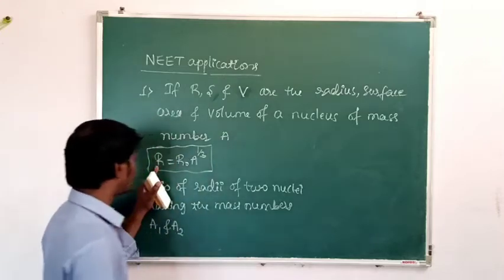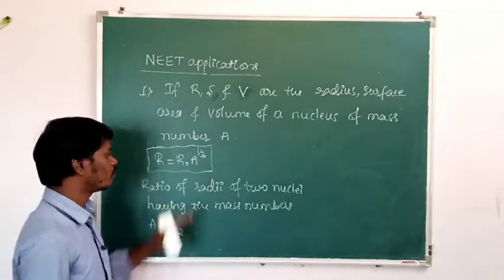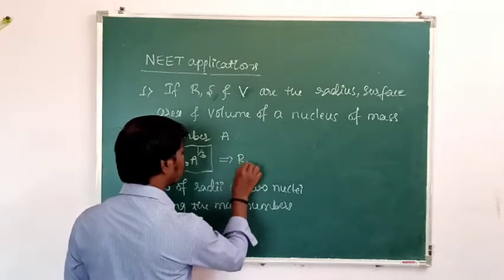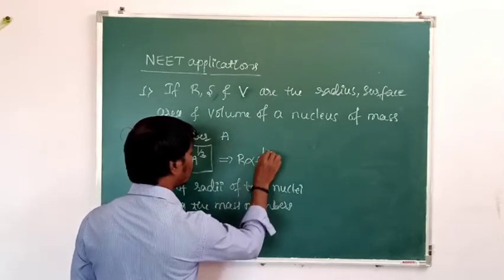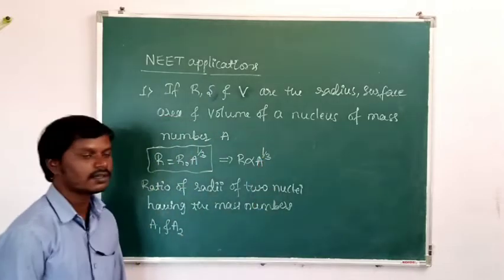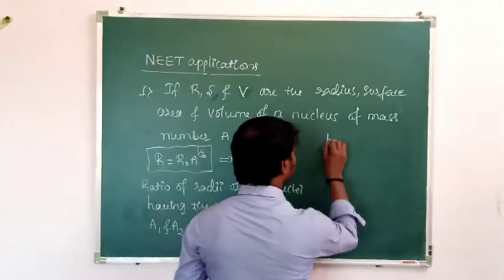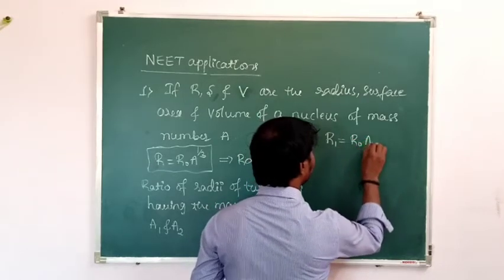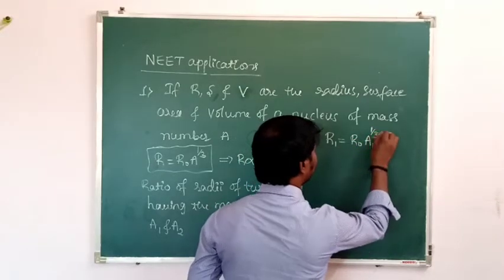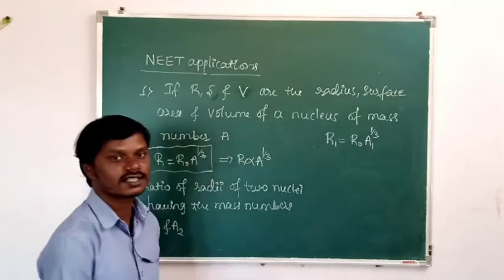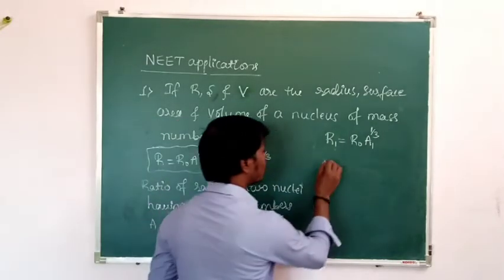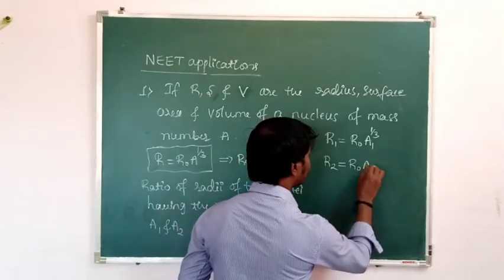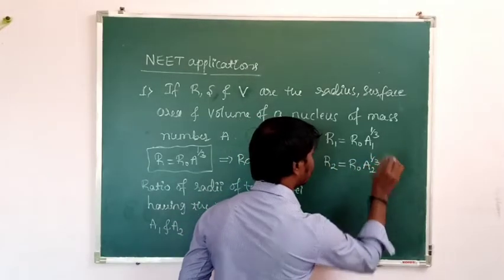We know that R is directly proportional to the cube root of A, because R naught is constant. A means here mass number. I will write R1. R1 can be written as R naught into the cube root of A1. It is the radius of the first nucleus. Then the radius of the second nucleus can be written as R2 is equal to R naught into the cube root of A2, means A2 raised to 1 by 3.